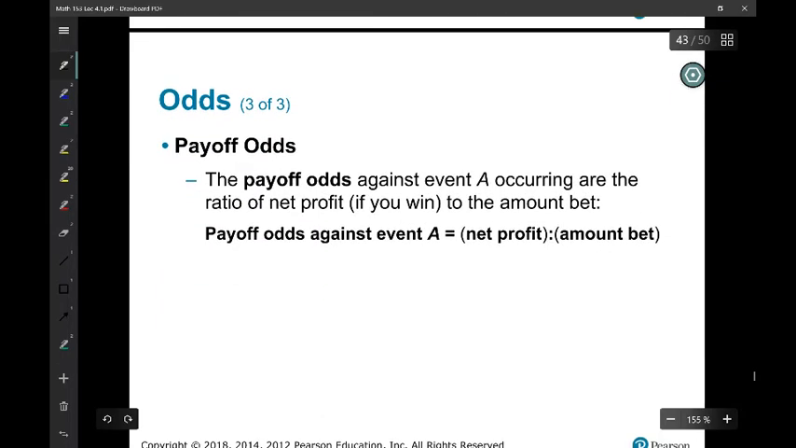So the payoff odds against event A, so when it's against, you do the complement over the probability of the event. And then here we have another ratio, so that's net profit divided by amount bet.